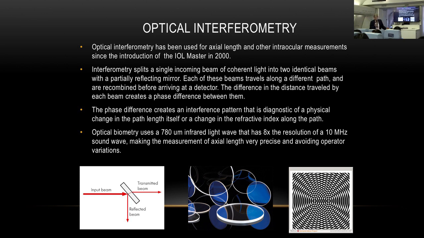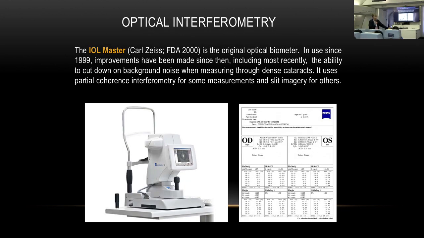It does use a 780 nanometer infrared light wave that has 8 times the resolution of a 10 megahertz sound wave. So the measurement of the axial length and the structures within the eye is very, very precise compared to ultrasound. And because you're not touching the cornea, a lot of the operator variation is eliminated. So from me to you, to you, to you, we're all going to get the same results with this laser interferometry method.